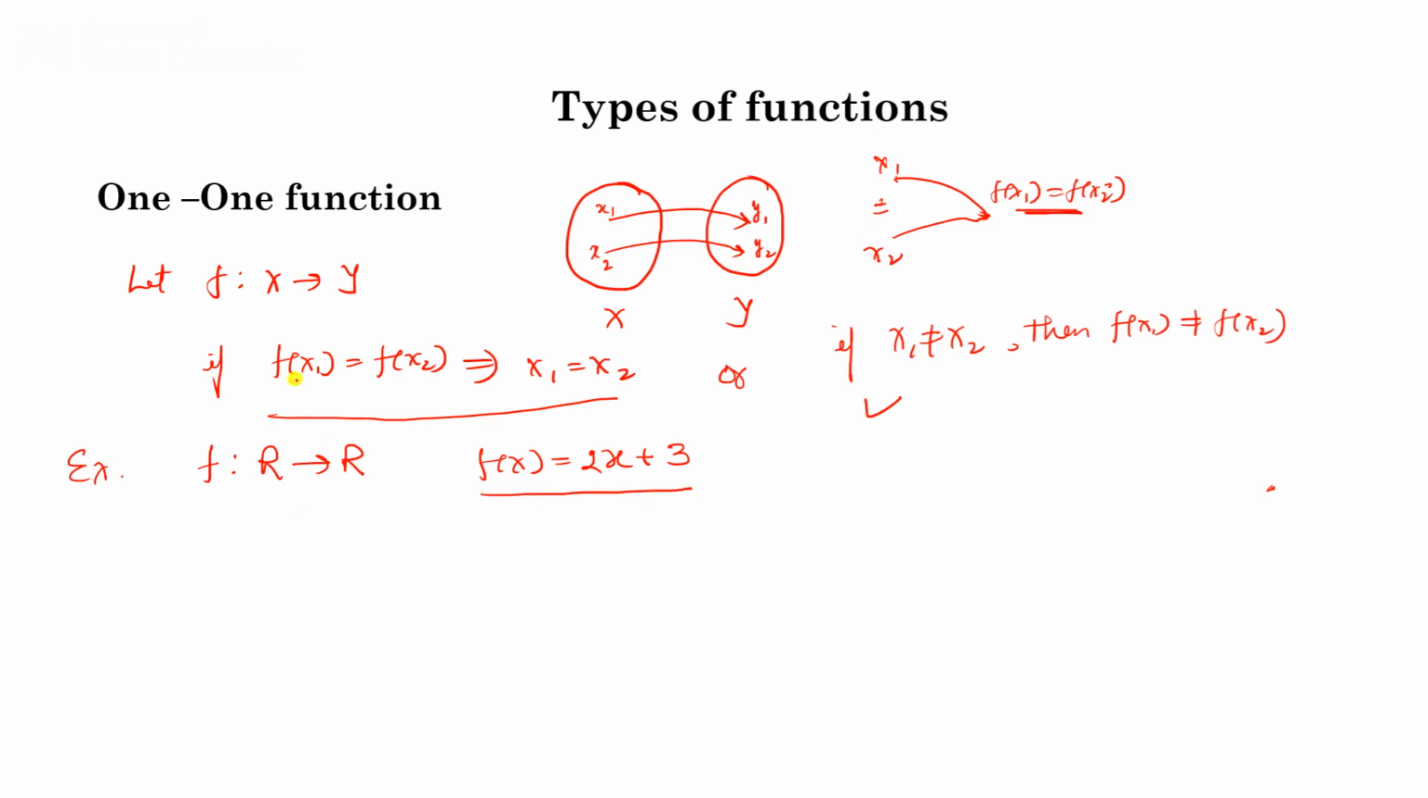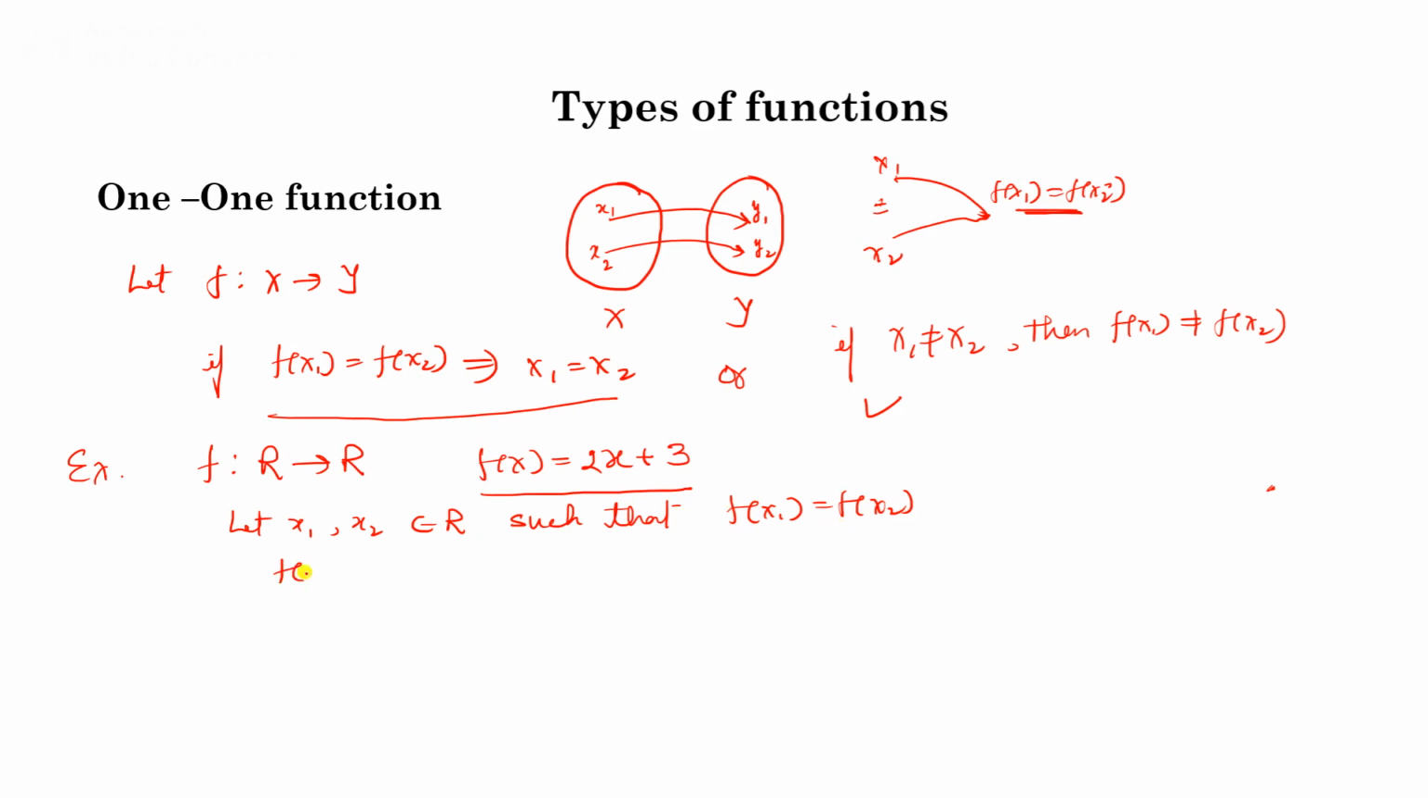So what we will do, we will assume two elements of R. Let x1, x2 belong to R such that f(x1) equal to f(x2). So we'll start with this condition and we have to prove that this condition is also true. So this is the assumption and this is what we have to prove true, f(x1) equal to f(x2).